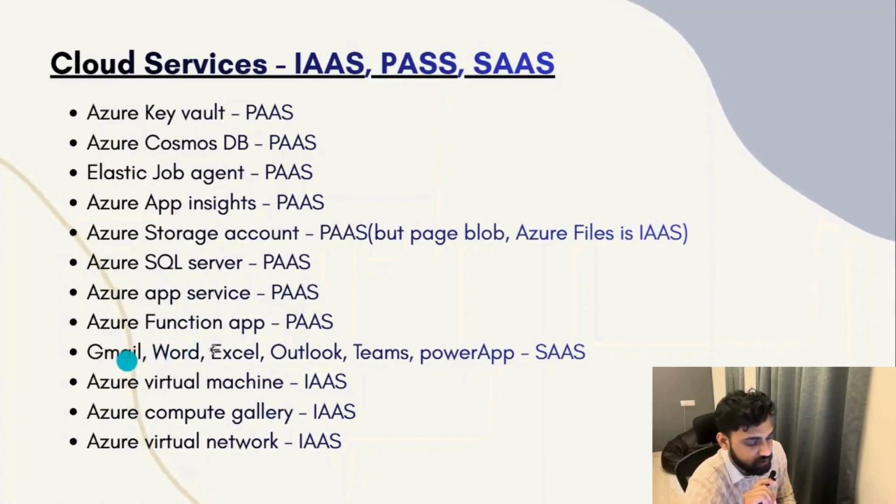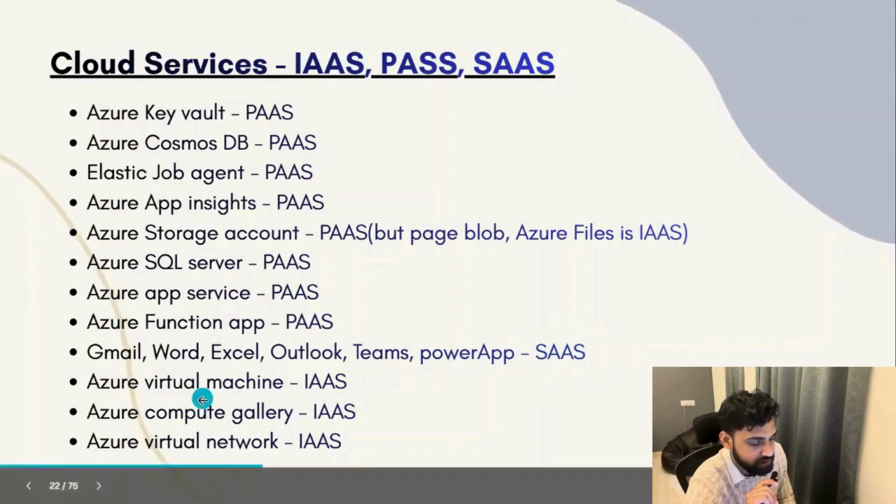And we got a question like this: Gmail, Word, Excel, Outlook, Teams, Power App. All of these come under software as a service. Then the virtual machine, compute gallery, and virtual network all come under infrastructure as a service.